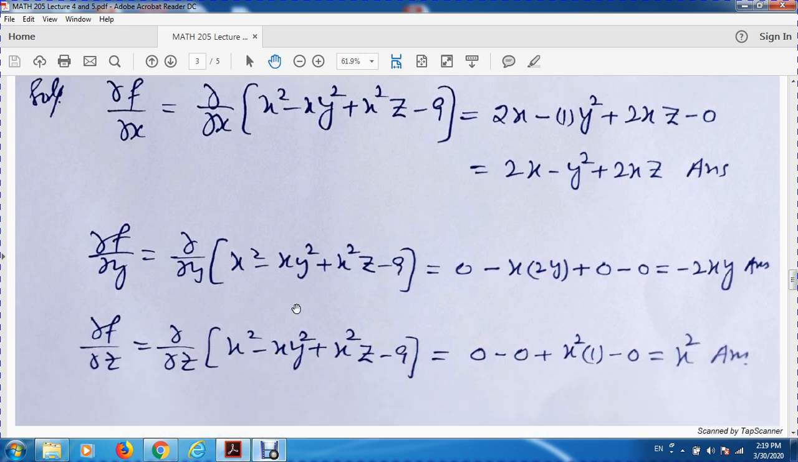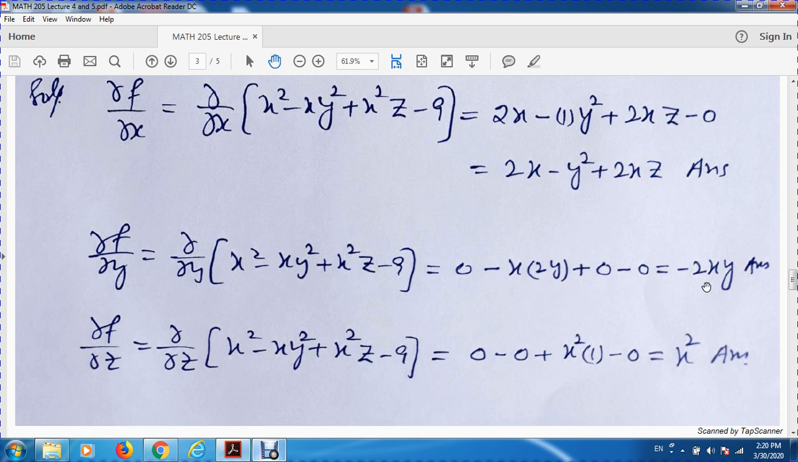Similarly I can write the partial derivative with respect to y. Now it means I will consider x and z as constants. The derivative of x square with respect to y will be 0 because there is no y involved. Here y is involved, so you will write x the same, and the derivative of y square will be 2y, and here you can see no y is involved, so 0, here no y is involved, so 0.